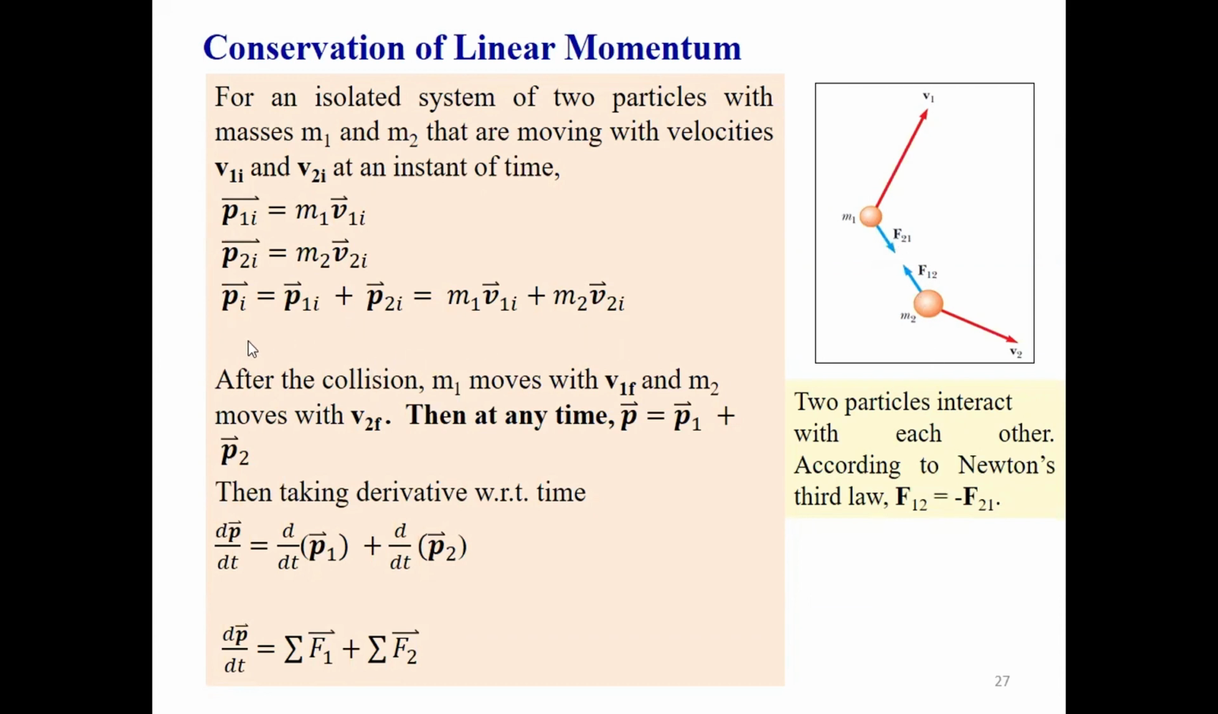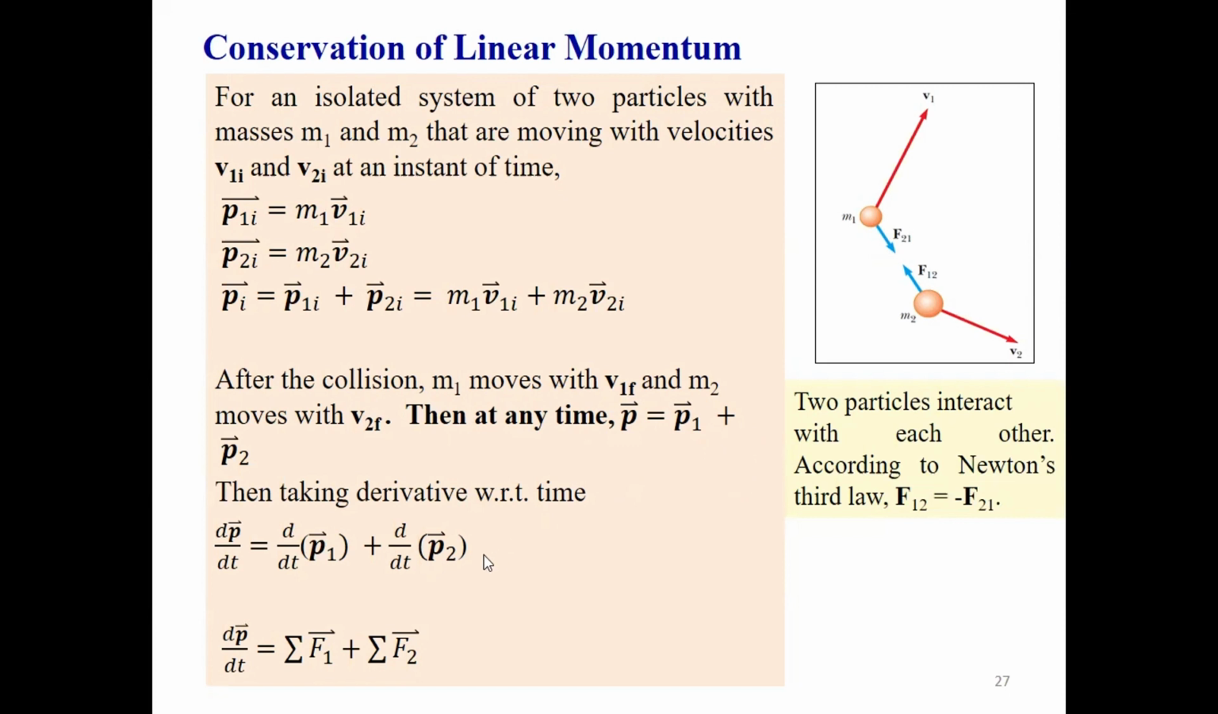So the conservation law says that the total initial momentum is equal to P1i plus P2i, the initial momentum of particle 1 and the initial momentum of particle 2, which is M1V1i plus M2V2i. This is the total initial momentum. And then after the collision, the masses move with velocities V1f and V2f. Then at any time, the momentum is P1 plus P2.